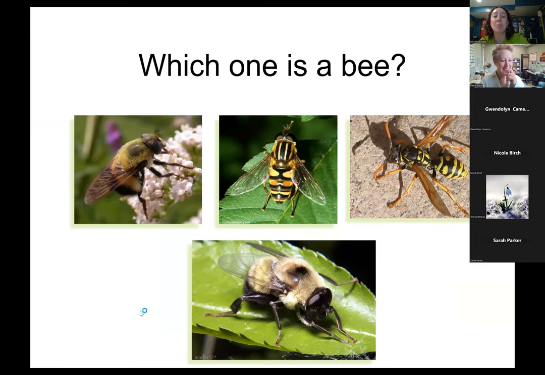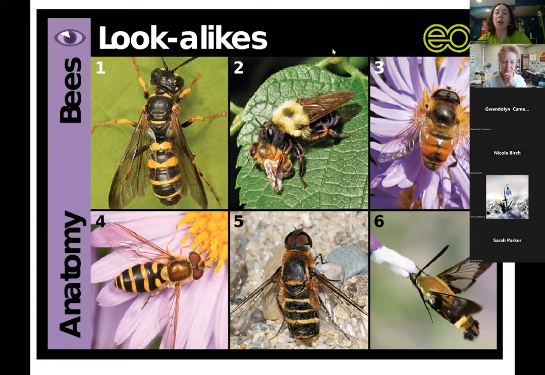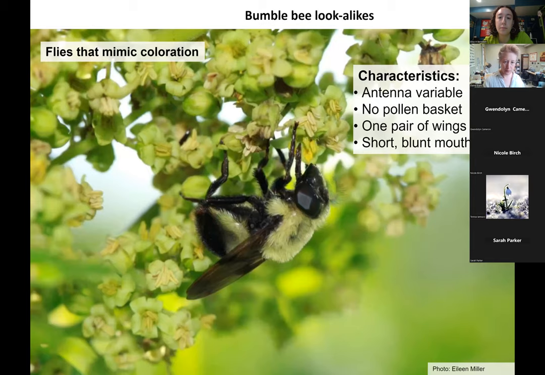So on Bumblebee Watch, we do from time to time get a handful of observations that are actually not bumblebees. So this is a little bit of a trick question here because none of these photos are bees. There are a lot of different species of pollinators or insects that mimic different types of bees, honeybees and bumblebees included. And a lot of these insects are actually flies. So here's an example of one. This is a fly that is mimicking a bumblebee. This is a bumblebee lookalike.